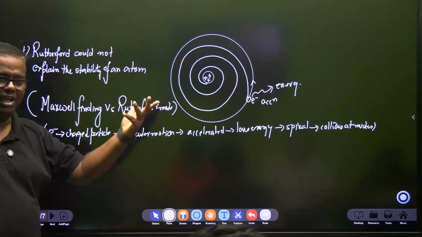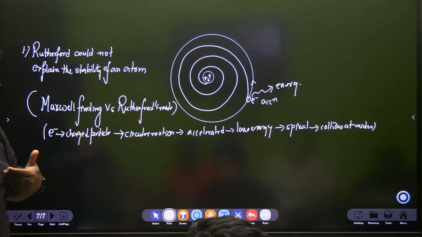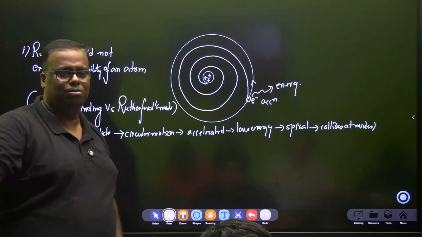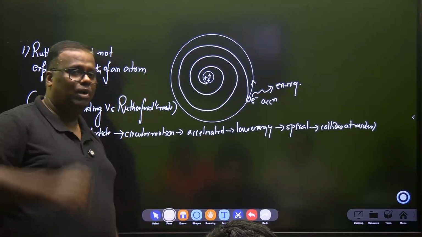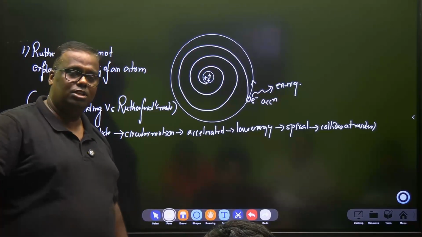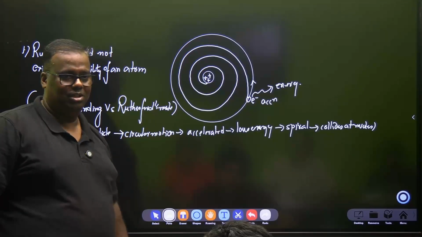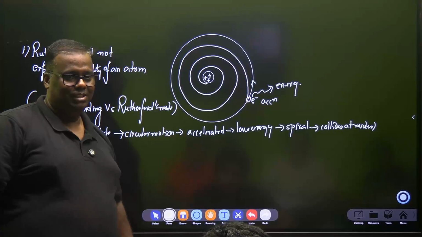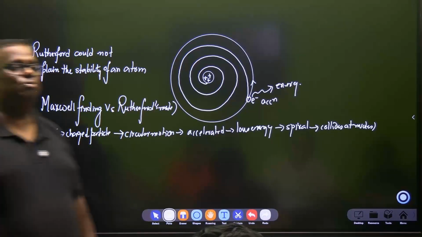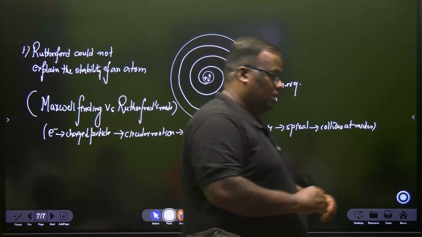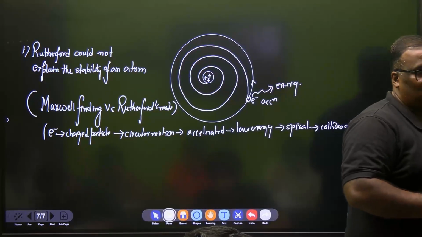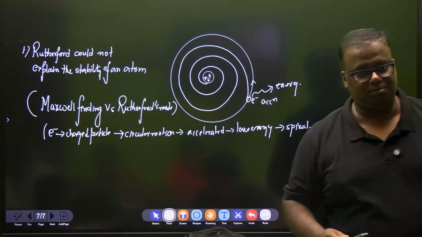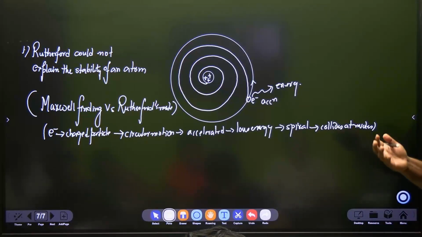Atom stability is there. You gave me a model, and as per your arguments, the stability of the atom is not defended. The atom is stable. But as per your findings, stability is not established. But it is stable. That means there is something wrong in your findings. This is the major drawback of Rutherford's model of atom. So Rutherford's model of atom will now be superseded by Bohr's model of atom.